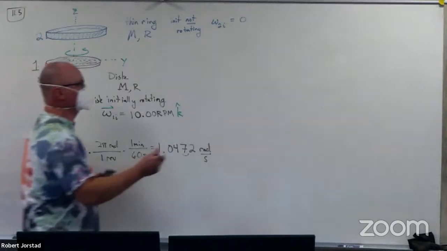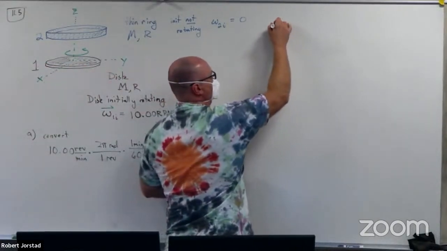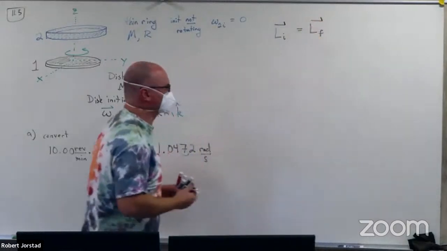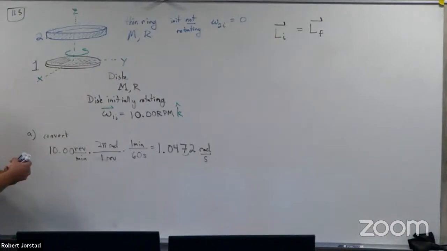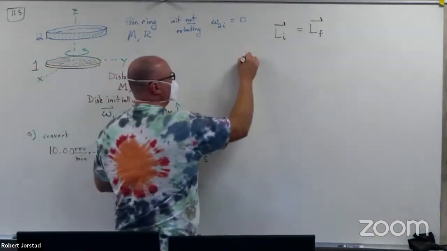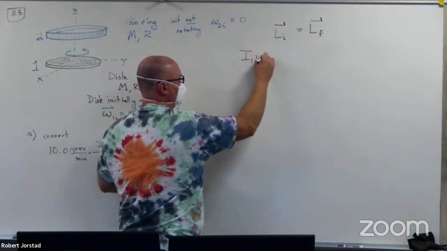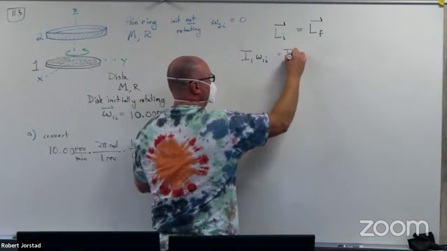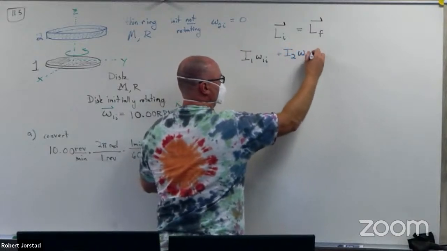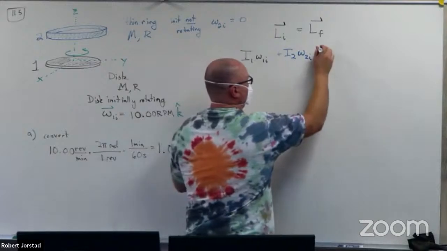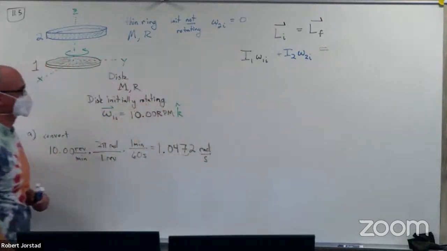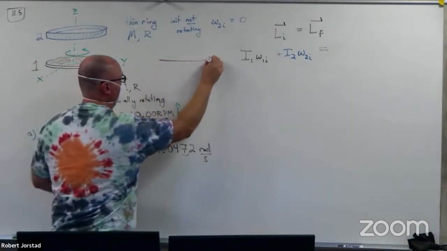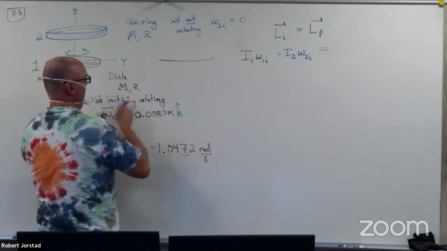The trick is, what we do is we say L initial, and this time I'm going to do it as a vector, equals L final, just so you can see how the vector shows up. Initially, I would say I have I1 omega 1 initial plus I2 omega 2 initial. And then afterwards, they're going to basically form one object, right? Where they're rotating together.